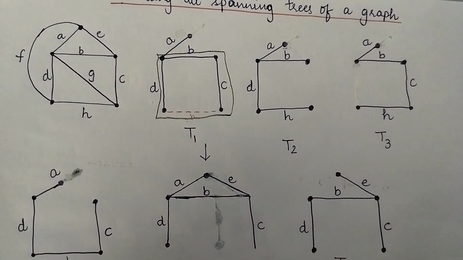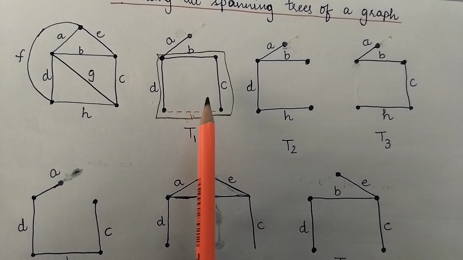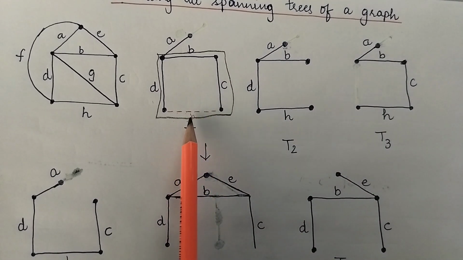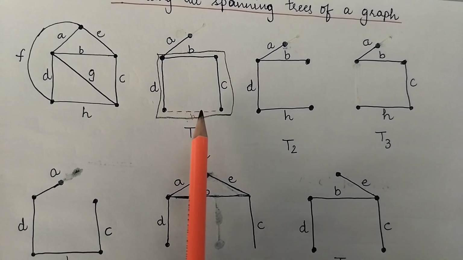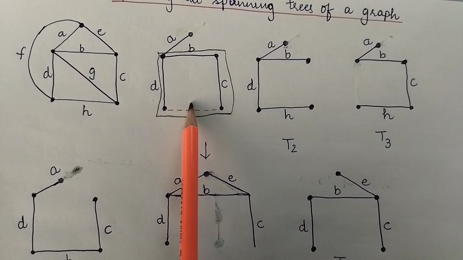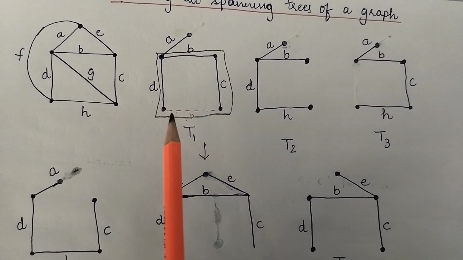And now from this particular fundamental circuit, we remove any branch other than H. We will not remove the chord that has been recently added, and mind you, I am talking about removing a branch. So I have added a chord H to this spanning tree and got a fundamental circuit.